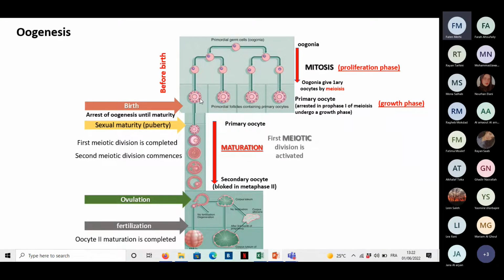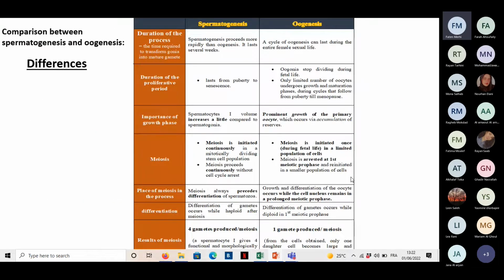After this, we will have those cells that continue their unachieved meiosis, but there are no other cells that will start or enter the meiosis again. So in the female, during oogenesis, the meiosis is initiated once during the fetal life and in a limited population of cells. We don't have a pool of cells that can always enter the meiosis. And the meiosis is arrested at the first meiotic prophase and reinitiated in a smaller population of cells.